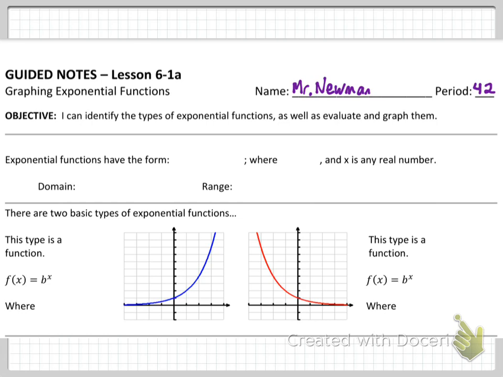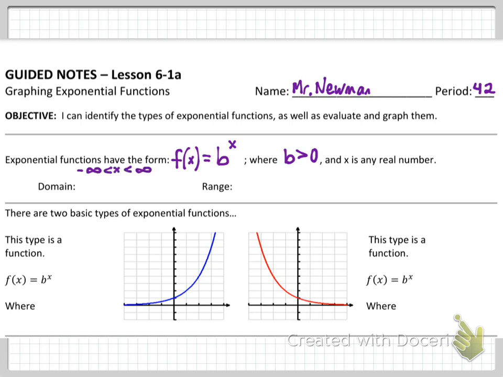First of all, exponential functions have the form f of x equals b to the x, where b is a number greater than 0, or b is a positive number, and x can be any real number. That means the domain of these is all reals, because x can be any number.